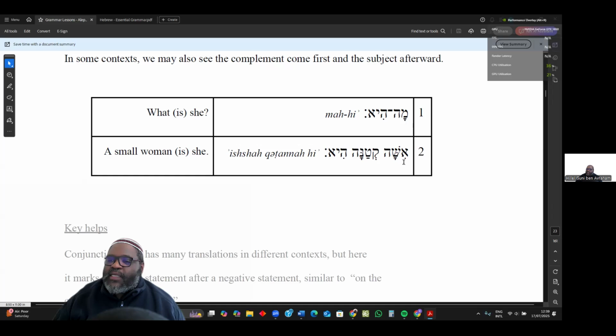The second sentence says, Isha ketana he. So here the answer is very strange. It says, a small woman is she, or she is a small woman in English. Isha ketana he. If it was a man, it would be ish katon hu. But because it's female, it's isha ketana he.